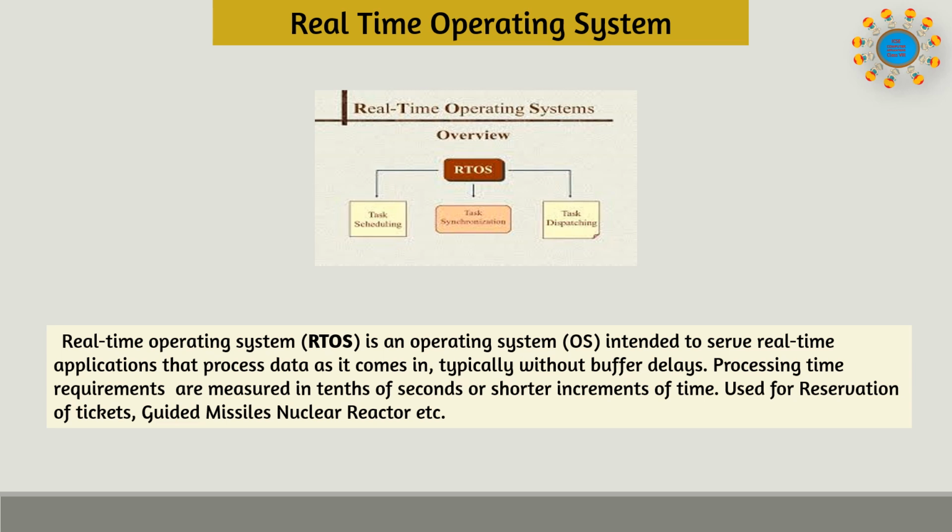Now students, coming to the real-time operating system. This operating system is intended to serve in real time. That means as soon as the data comes in, the processing will be done. Let's take some small examples. For example, an ATM machine. You go to the ATM, you enter the pin, execution will be done, and at the same time, if the balance is there, you will get the amount.